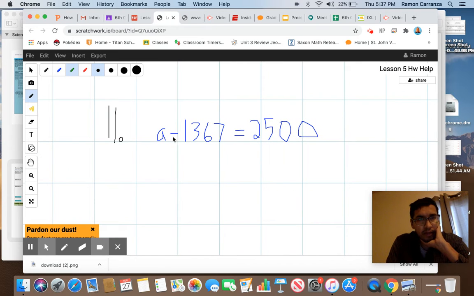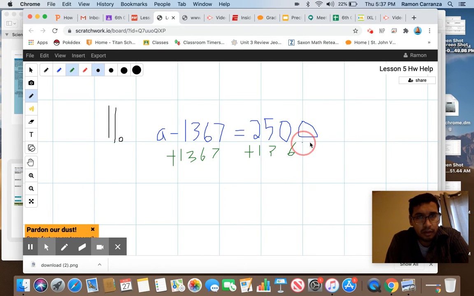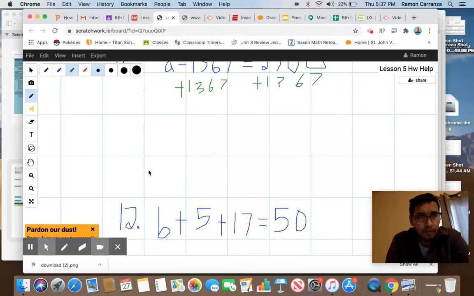For number 11, a minus 1,367 equals 2,500. Since we have a variable, we want to solve for it, so we're going to use our inverse operation, which is addition. Keep in mind that we're going to add the same value to both sides. In this instance, the number that's being subtracted, which is 1,367. Doing so will allow us to simplify and solve for the a value.